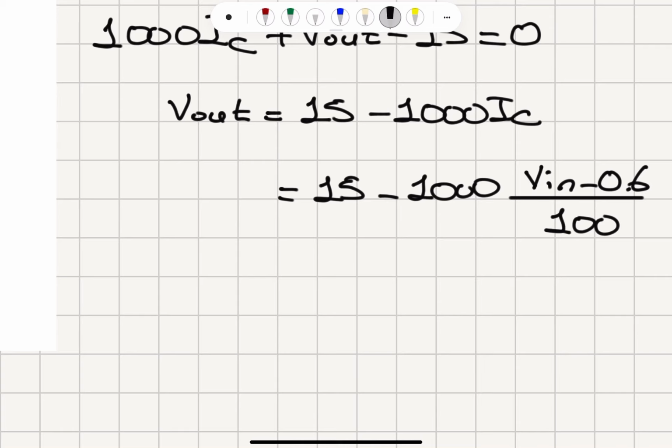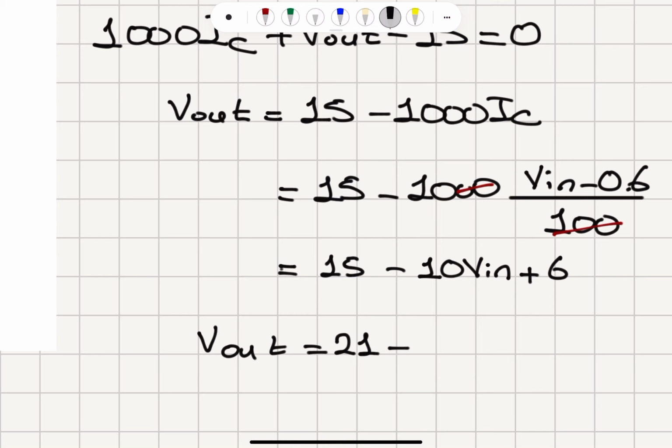So this gives me 15 minus 1000 divided by 100, which is 10, times V in. So this is going to give me 10 here minus 10 V in, and minus minus will become plus 6 volts, and that will give me the output voltage as 21 minus 10 times the input voltage.